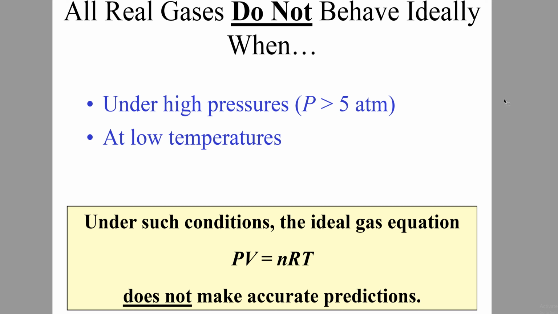Under such conditions, your PV = nRT will not make accurate predictions. We've always been taught that in an ideal gas situation, certain conditions must be met. So if you're looking at the relationships between pressure, volume, and moles, you want to make sure that you're under that 5 atm and not at low temperatures.